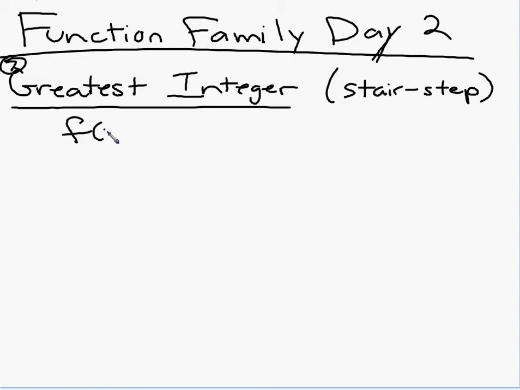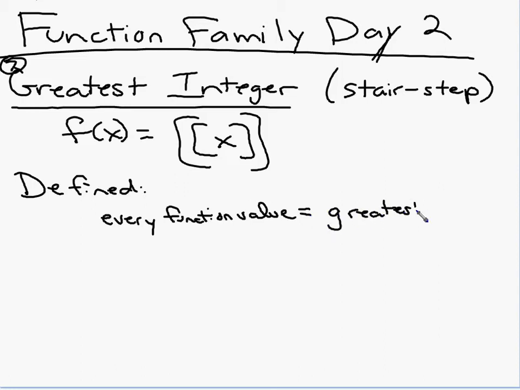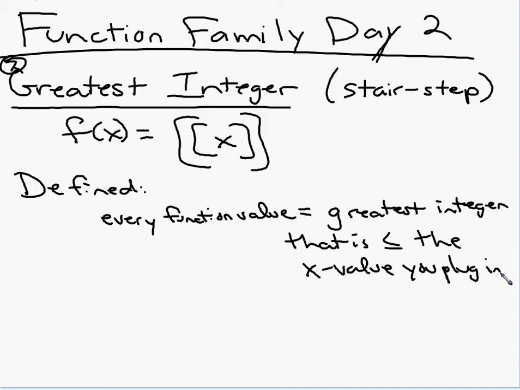It looks like this. F of x equals, and they have this double bracket around x, like that. Now, it's called the greatest integer function for a reason. Here's the way it is defined. It is defined that every function value equals the greatest integer that is less than or equal to the x value you plug in. Okay?